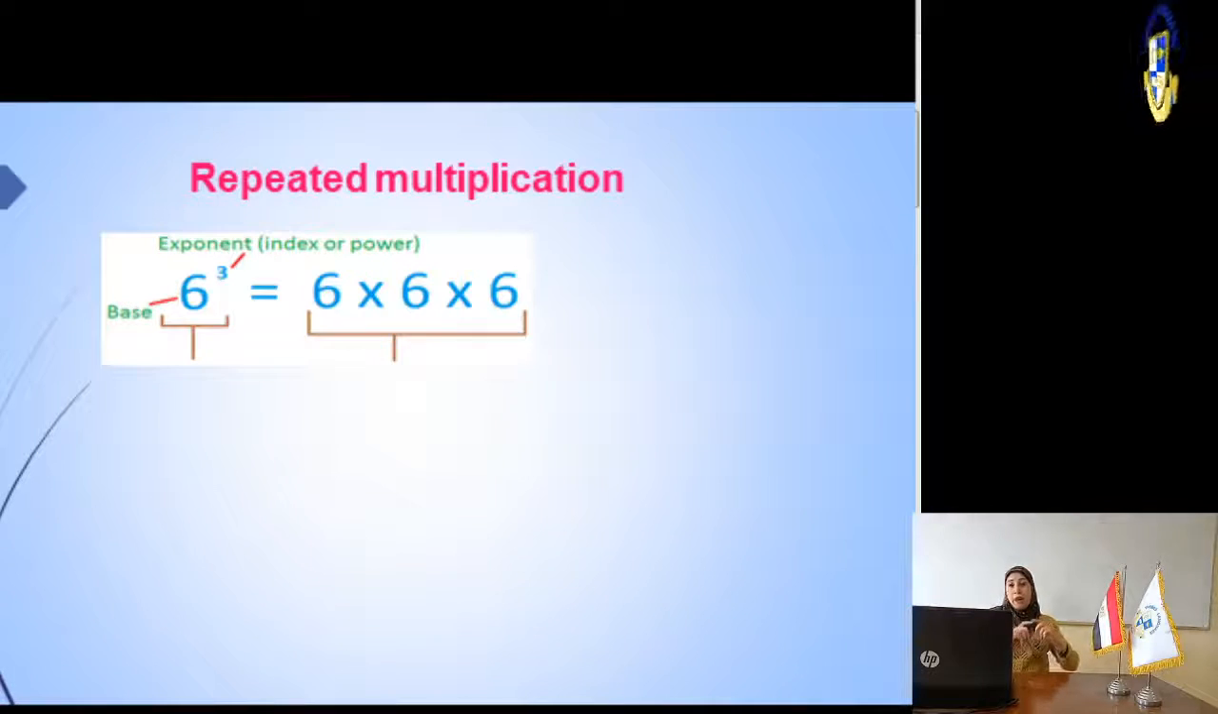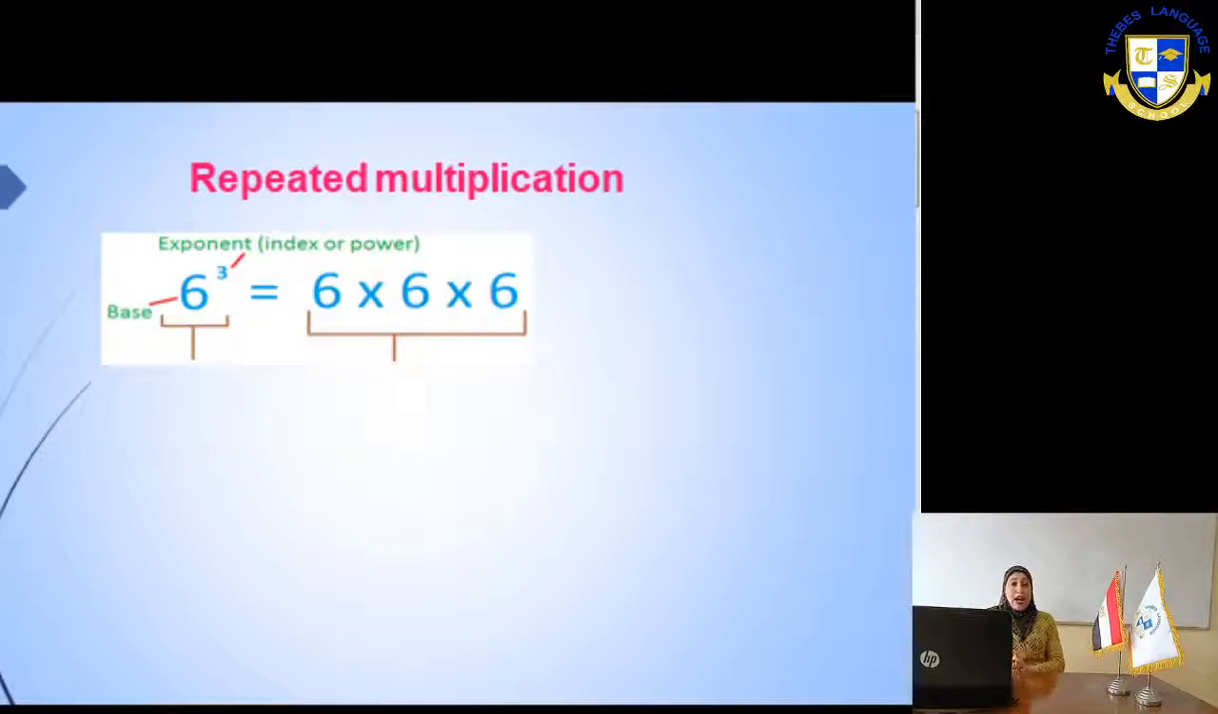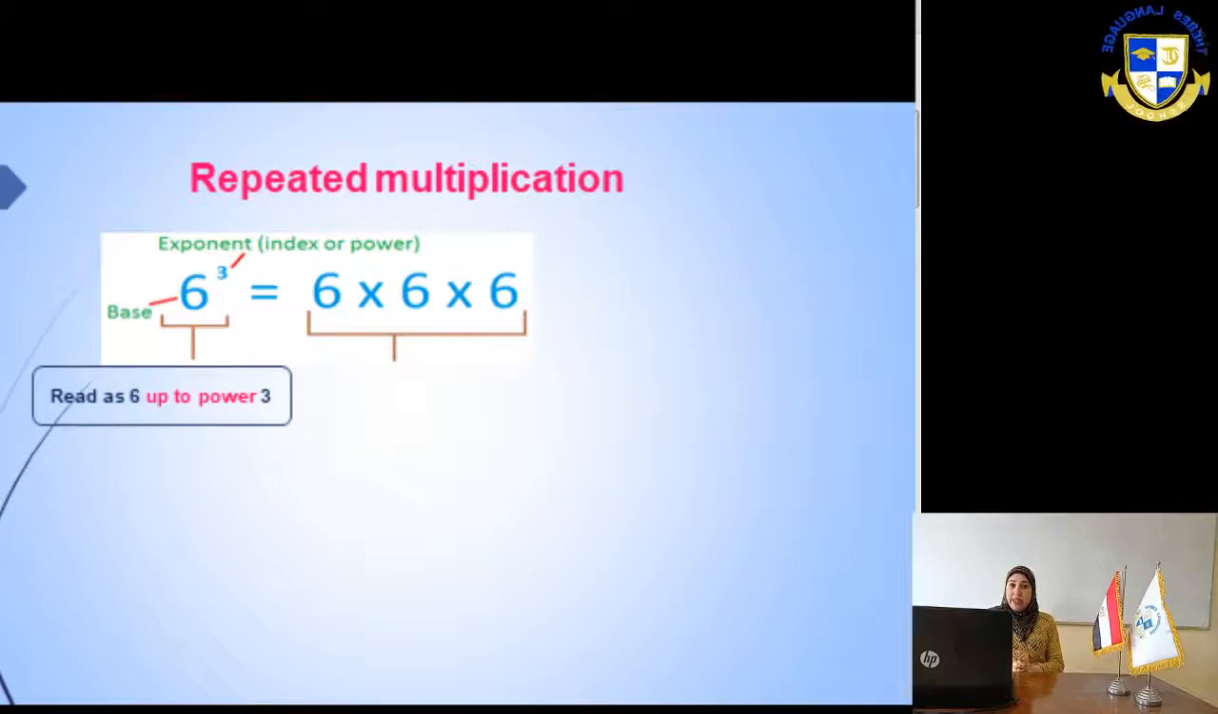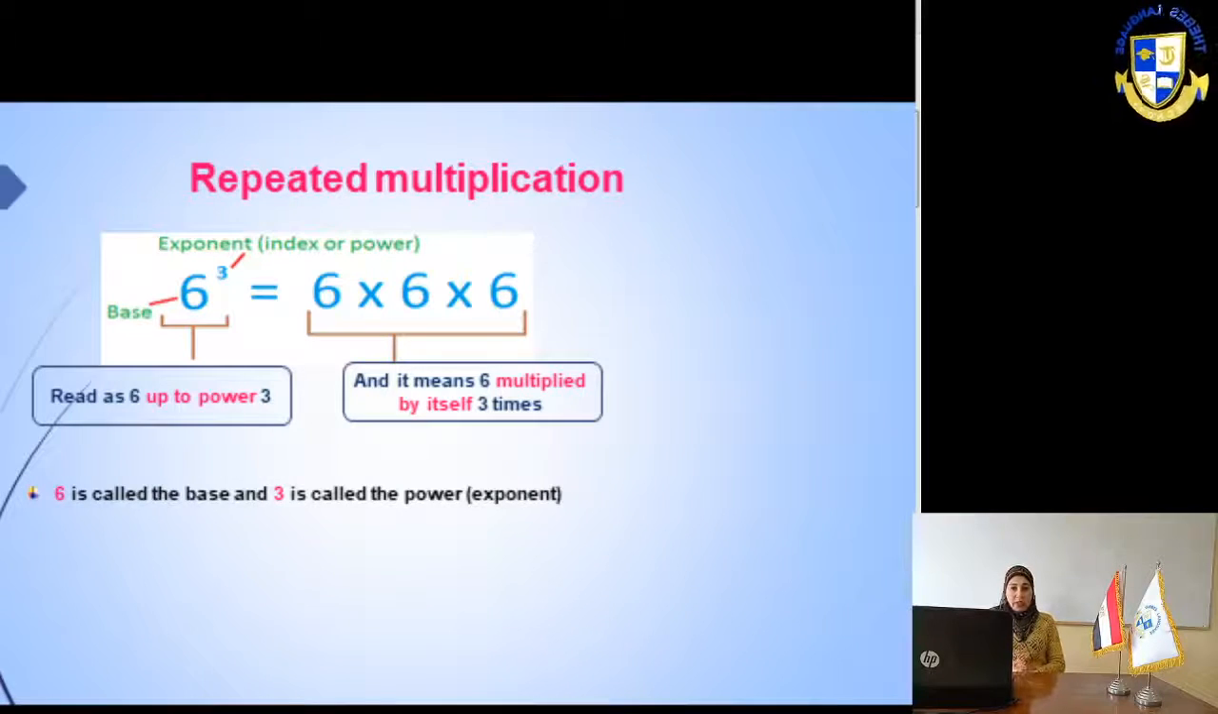Here the 6 is our base and 3 is our power or exponent, which means I'll repeat this 6 three times. So I'll repeat the 6 according to the number of the powers by multiplying it by itself. So 6 to the power 3 means 6 by 6 by 6, and I could read it as 6 up to the power 3. 6 is called the base and 3 is called the power or exponent or indices.